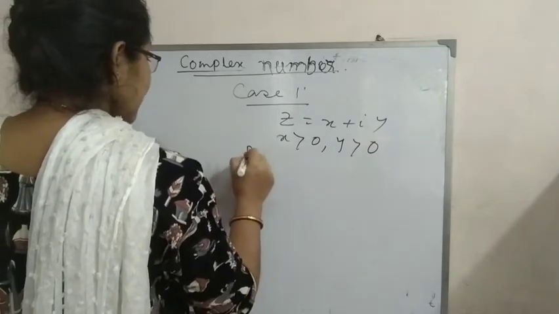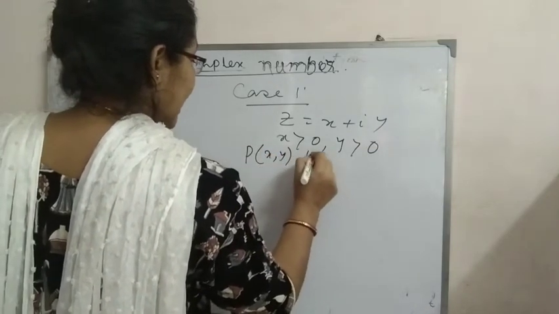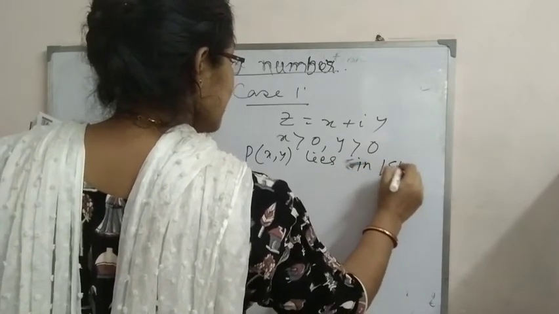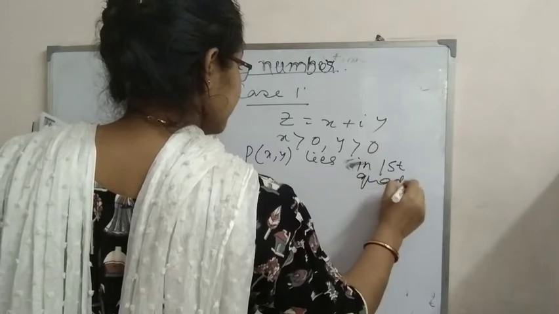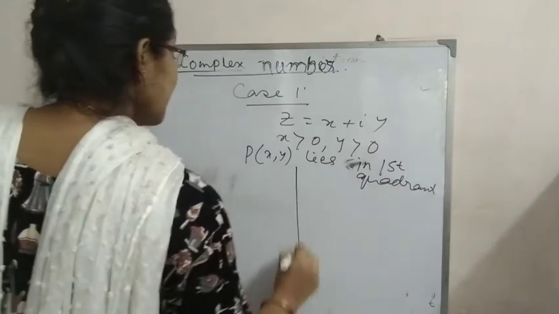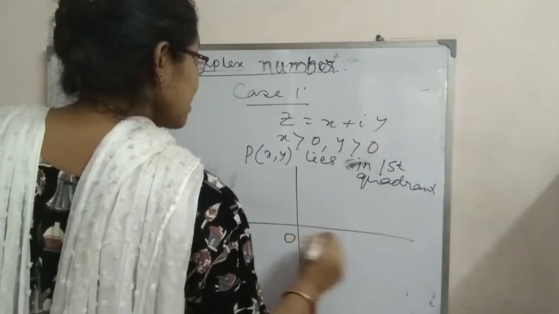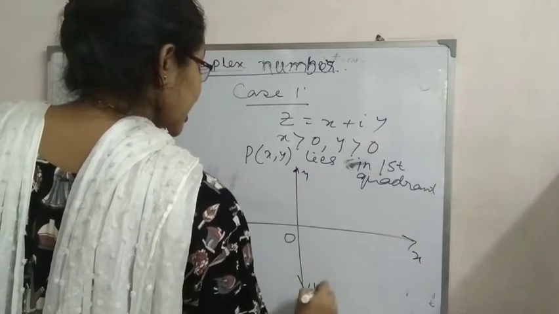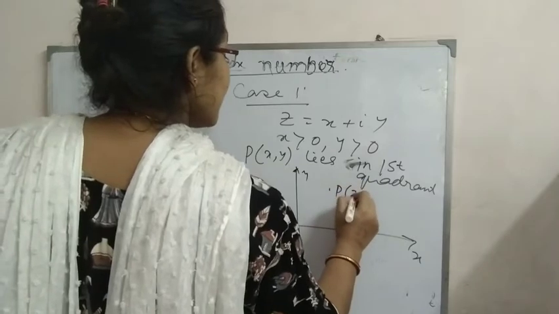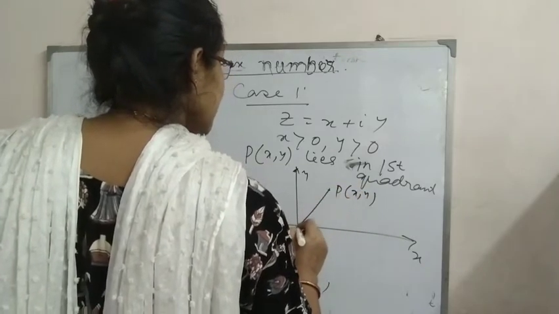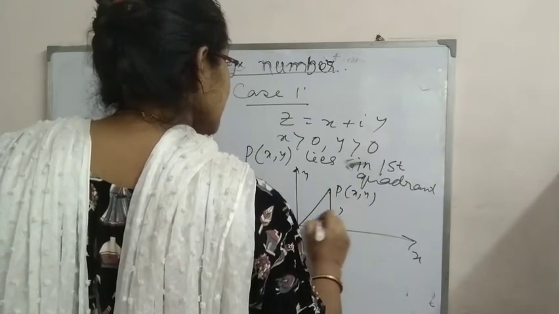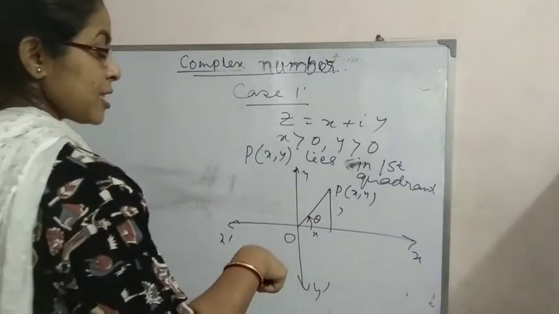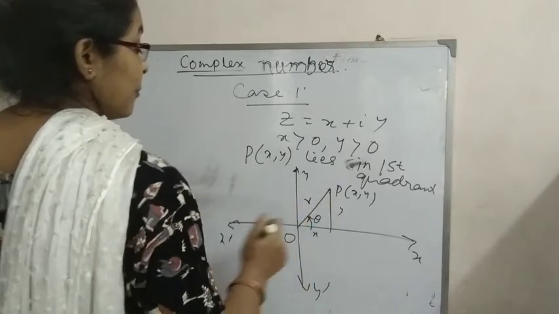Here x greater than 0 and y greater than 0. That means P(x, y) lies in the first quadrant. Then the picture is: this is the real axis and this is the imaginary axis, and this is P(x, y), this is x, this is y, this is theta, and theta is measured in the anti-clockwise direction, and this is r.